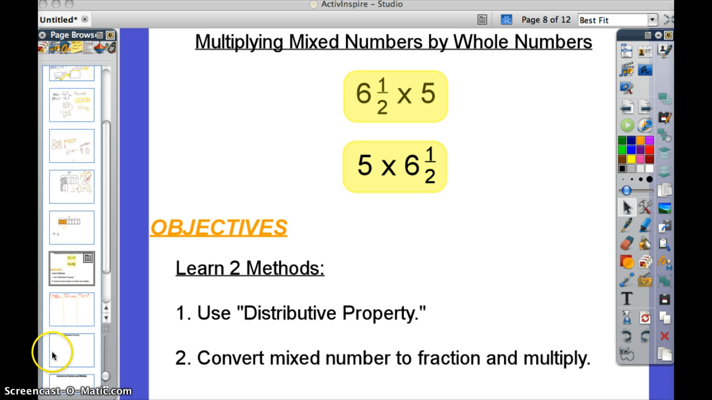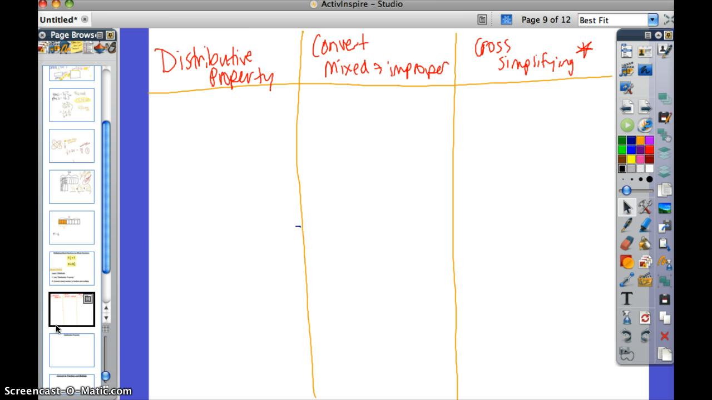But in order to be able to do this, you need to be fluent with these three things: the distributive property, converting mixed numbers to improper fractions, and cross-simplifying. So let's chat about the distributive property first. This is something that you guys have seen a lot in Hands-On Equations, so it should sound very familiar.